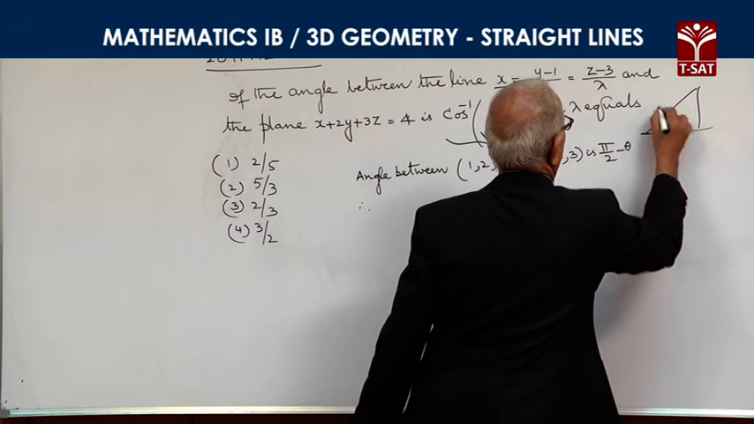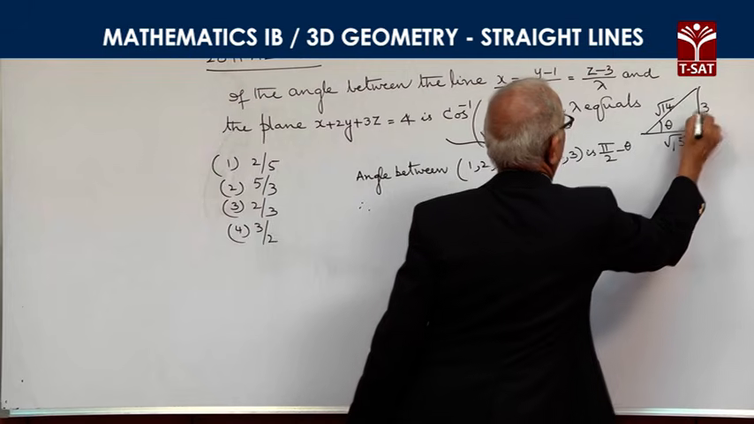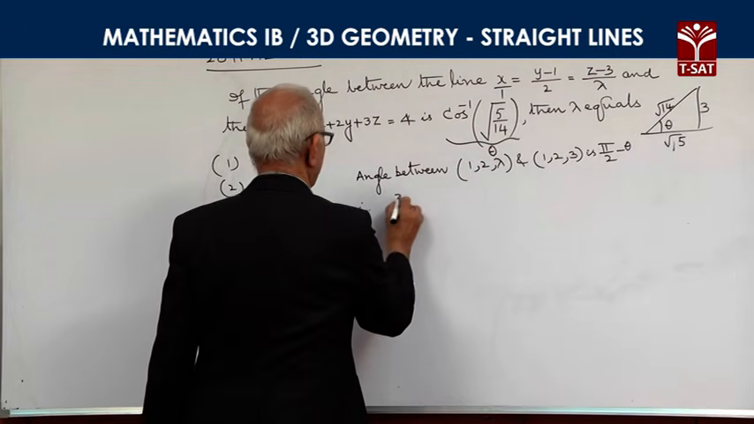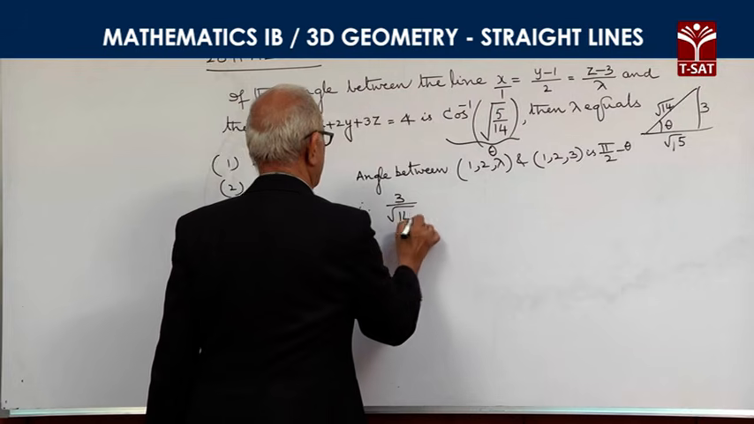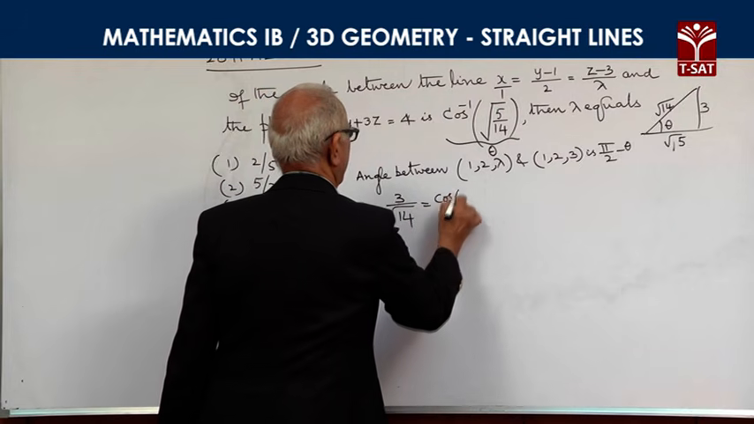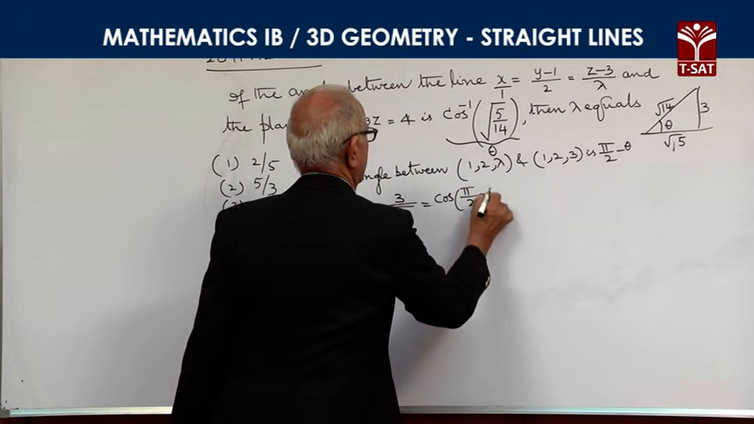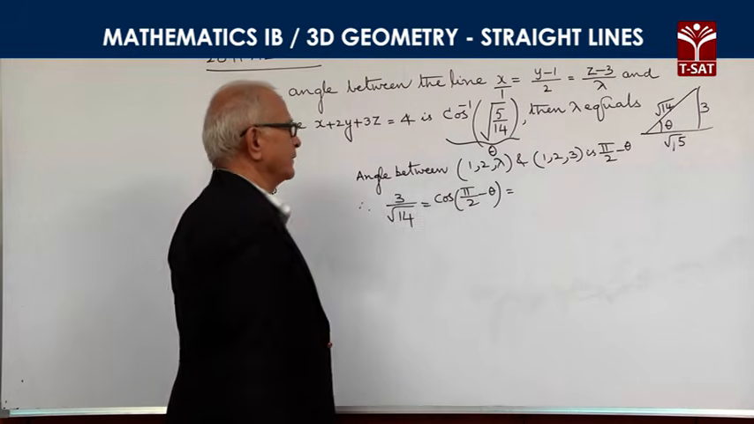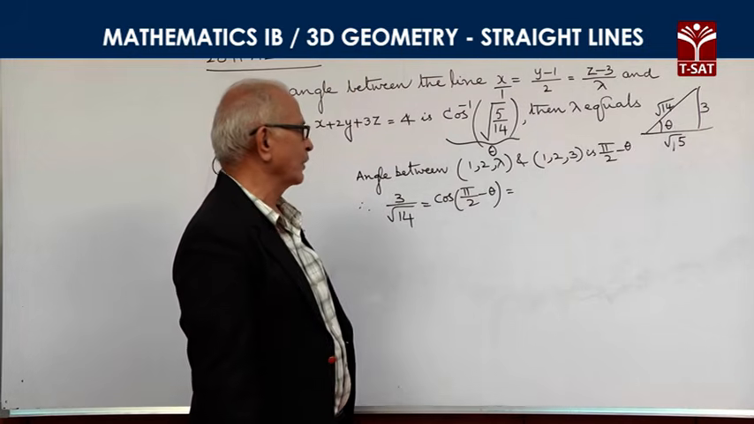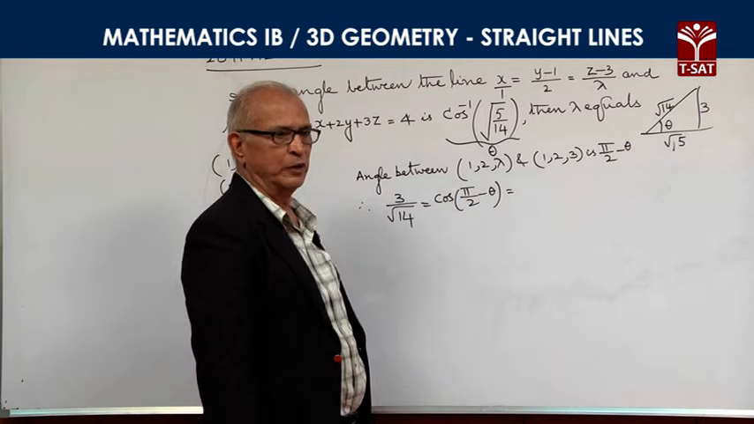Root 5 by root 14. So this is 3. So sin theta is 3 by root 14. That is cos of pi by 2 minus theta. Pi by 2 minus theta is the angle between these two vectors. So therefore apply the formula for the angle between two vectors.